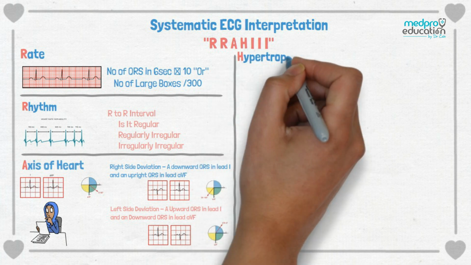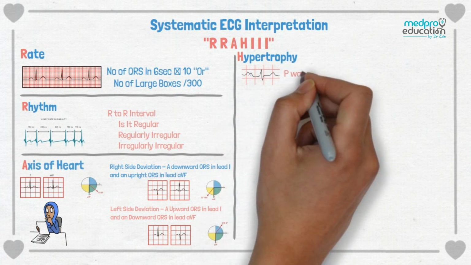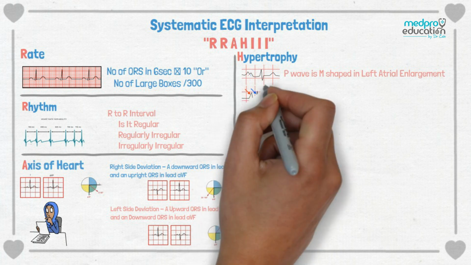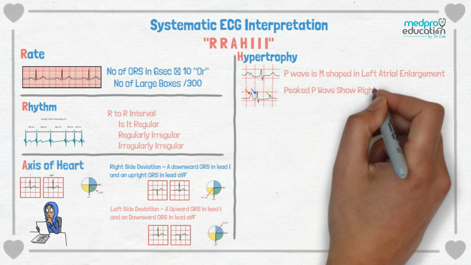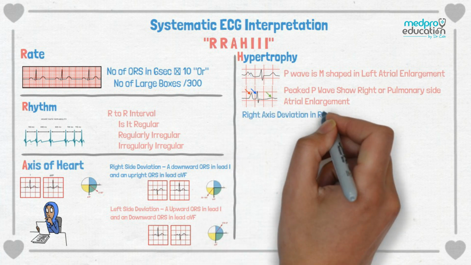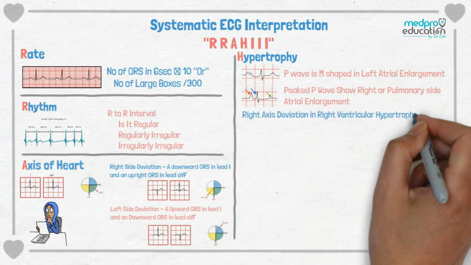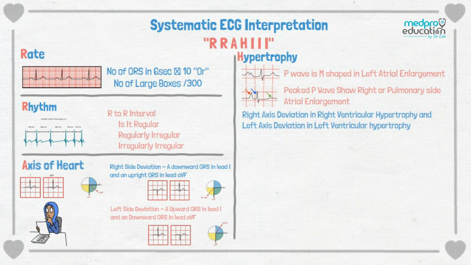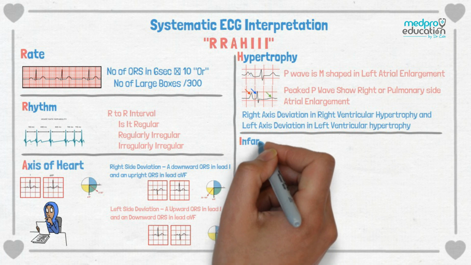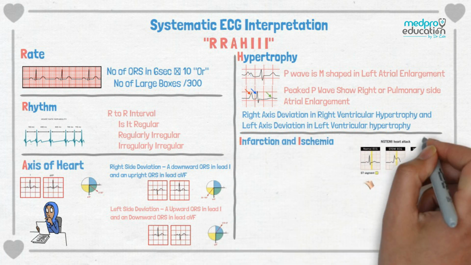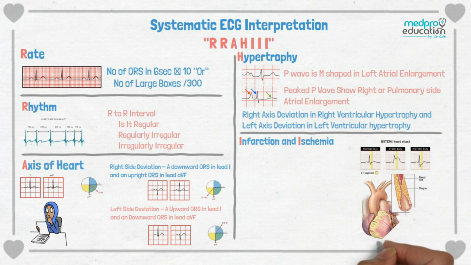Hypertrophy of chambers. P wave is M-shaped in left or mitral side atrial enlargement. Peaked P waves show right or pulmonary side atrial enlargement. Right axis deviation in right ventricular hypertrophy and left axis deviation in left ventricular hypertrophy. Analyze infarction and ischemia by looking for ST segment elevation in MI and depression in ischemia. Don't forget to check the reciprocal lead changes.